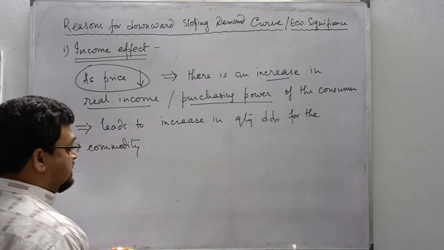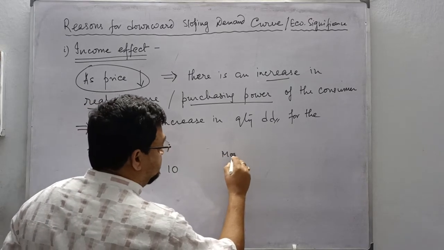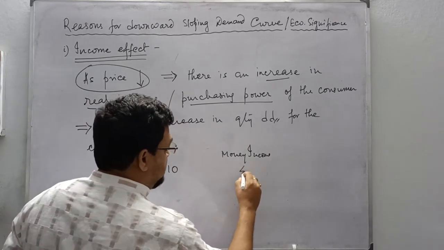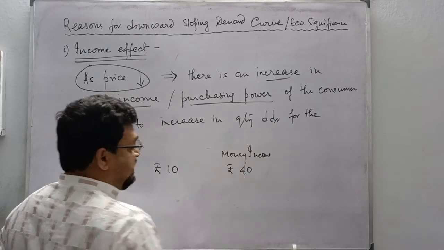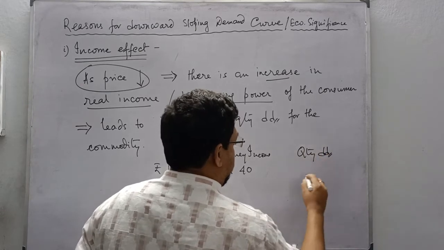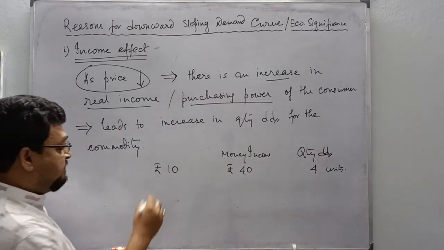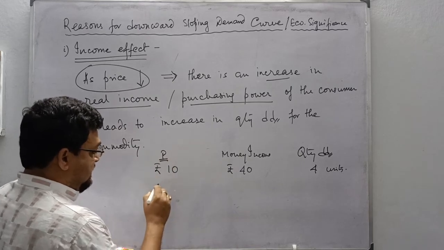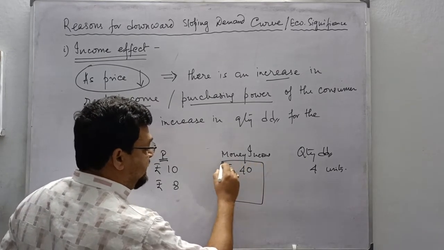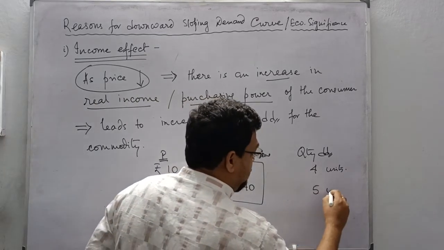Just take an example. Suppose the price of a commodity is rupees 10, and the money income of the consumer, or what you can call a budget, is say rupees 40. He has rupees 40 with him. So how much quantity can be demanded? You can understand that it is 4 units. Now, if the price falls to rupees 8, with that same money income, rupees 40, he can now demand 5 units of the commodity.